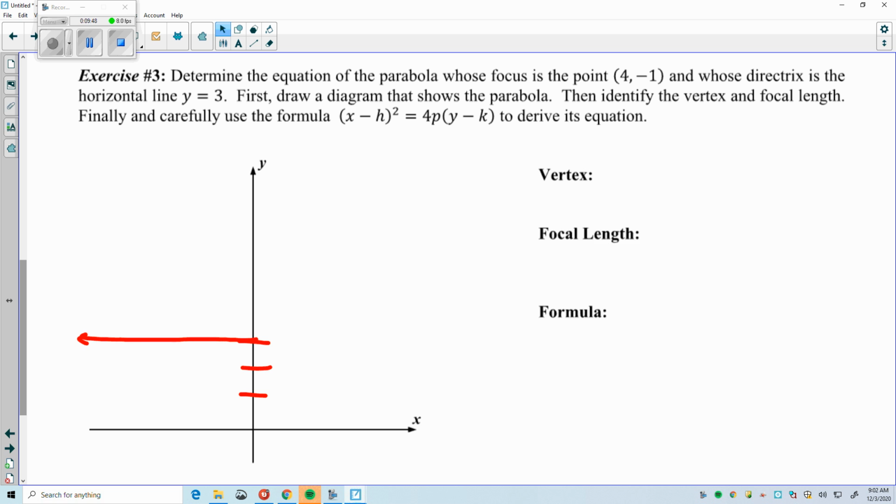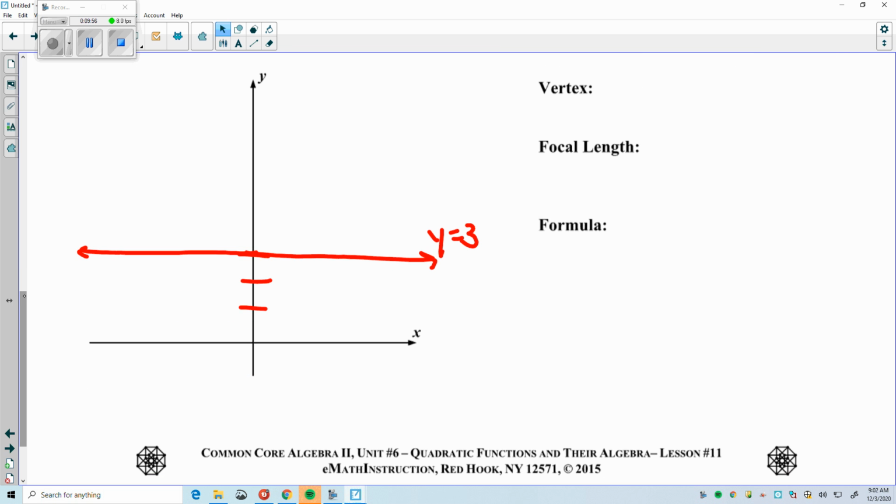So if I'm looking at y equals 3, again, that's that horizontal line. That's your directrix. The focus is the point (4, -1). So over 4, I'm going to go down 1, and this, I can tell you, that's going to be our focus. I'm going to give us this coordinate here so maybe I can see what's going on.